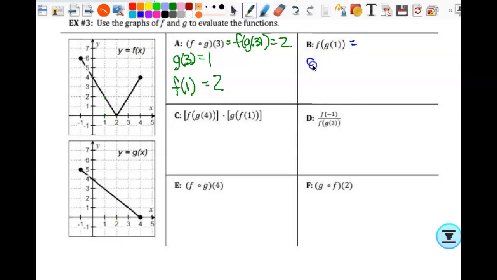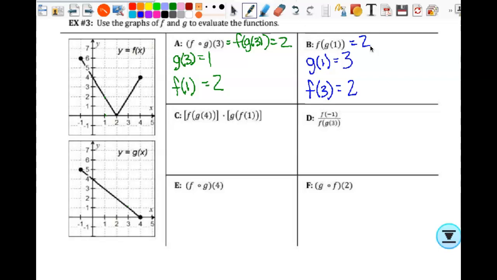All right, then f of g of 1. So g of 1, what is g of 1? 3. Then we want f of 3. What is f of 3? 2. So then my answer is 2. Any questions about any of that?